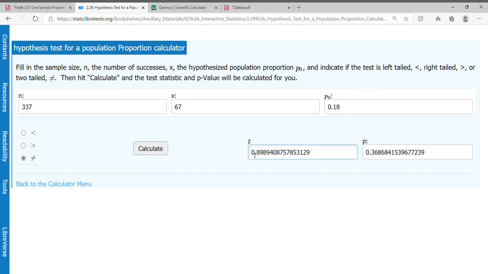Our test statistic is exactly what we have, and our p-value is pretty much the same. This implies we did the problem correct. Now on your homework, you're welcome to use this statistics calculator to check your work.